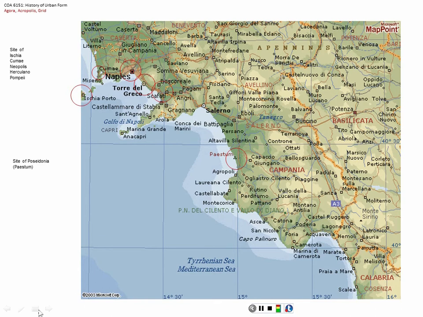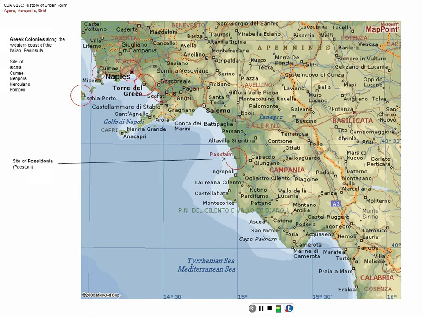So I want to focus here on this area. This is about as far north as the Greeks got. The oldest known Greek inscription, a Euboean Greek inscription, has been found on the island of Ischia, just outside the Bay of Naples. These cities that we see here at Cumae, Naples, Tora, the Tower of the Greeks, as well as Herculaneum, and so forth, were all Greek cities, as was this city here, using the Latin name, the Roman name, Paestum.